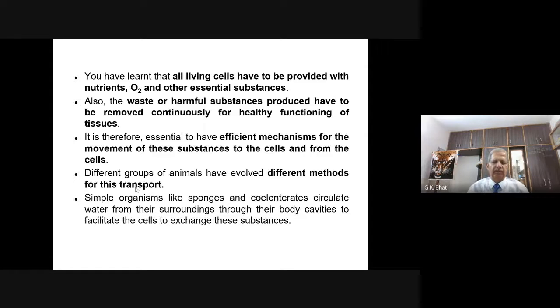Now let us have a survey. Let us start with the simplest animals to the most complex organisms. Simple organisms like sponges and coelenterates circulate water from their surroundings through their body cavities in order to facilitate each and every cell to have exchange of these substances.